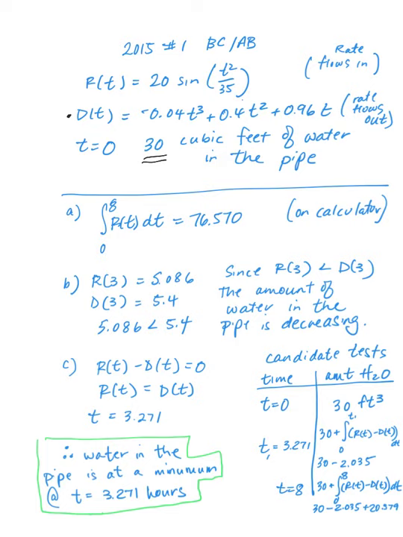That's going to be 76.570. And again, since this is a calculator problem, I integrated or found the area underneath the curve just from the calculator. Part B asks, is the amount of water in the pipe increasing or decreasing at t equals 3? So we found the rate of the water flowing in and the rate at which it's draining or leaking. And since R of 3 is less than D of 3, then the amount of water in the pipe is decreasing at t is equal to 3.